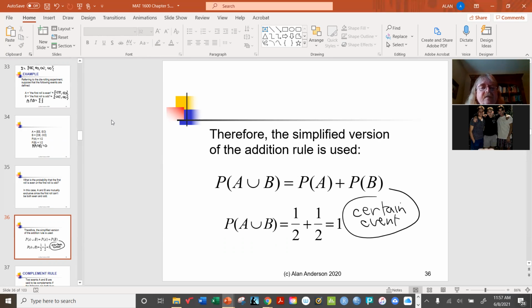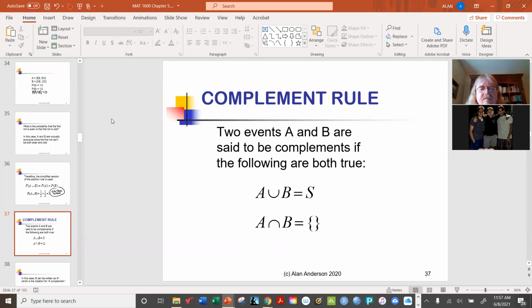All right, and now, but don't use this rule unless it's appropriate, of course. Now, let's look at the second rule, the so-called complement rule. Before we do this, we have to explain what a complement is.